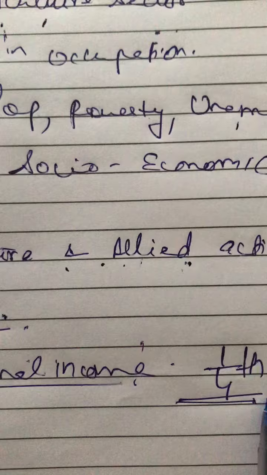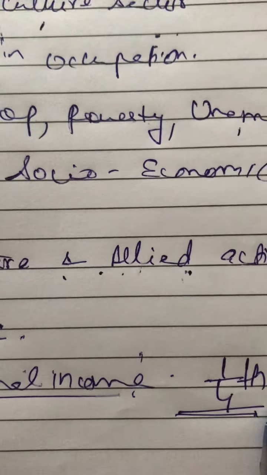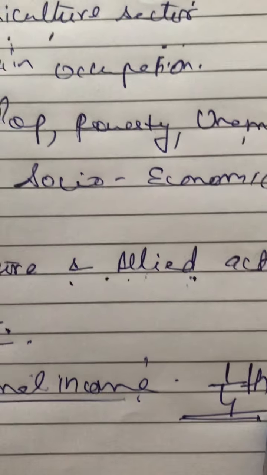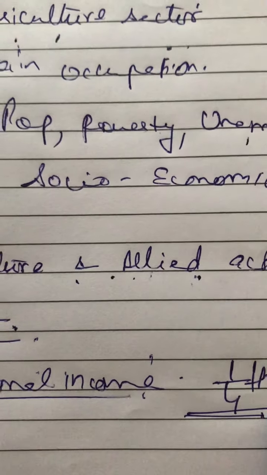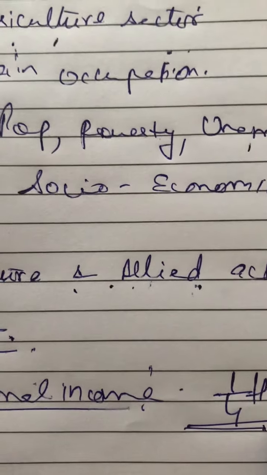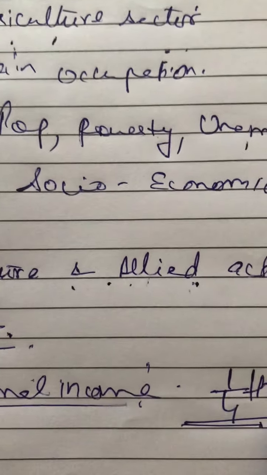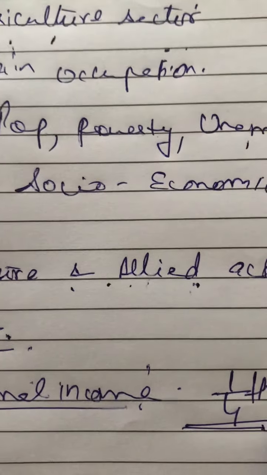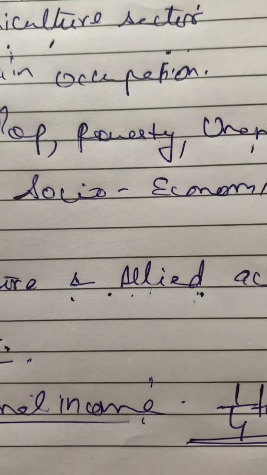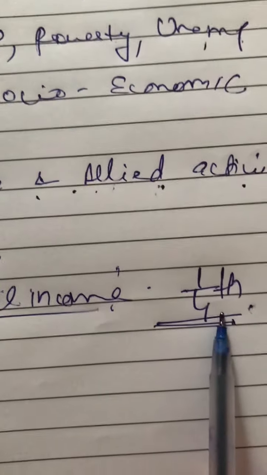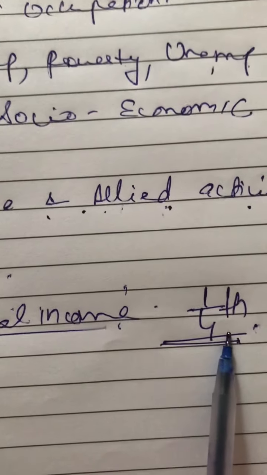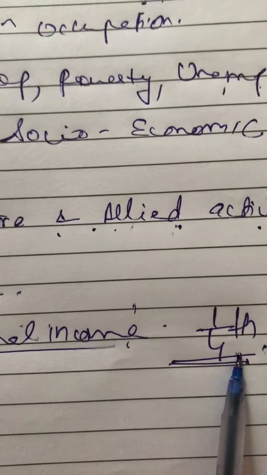If I compare with other developed nations like USA, Russia, China, their agriculture is also contributing, but it is in single digit, like 3%, 4%, 5%. The first part is that India approximately 1/4 of your national income is coming from agriculture.